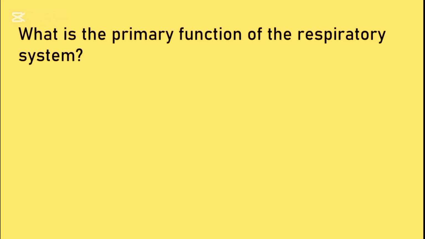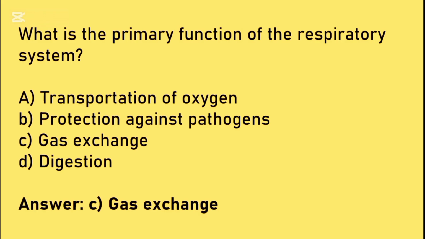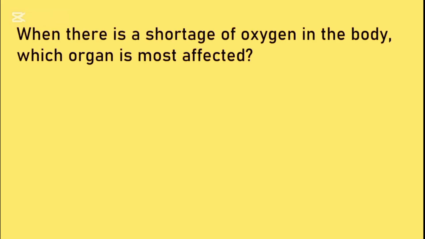What is the primary function of the respiratory system? Transportation of oxygen, protection against pathogens, gas exchange, digestion. Correct answer is C. Gas exchange. The primary function of the respiratory system is gas exchange.